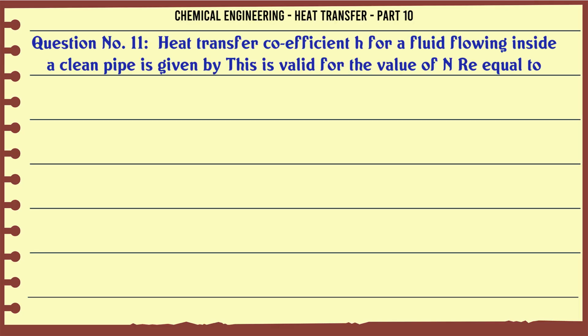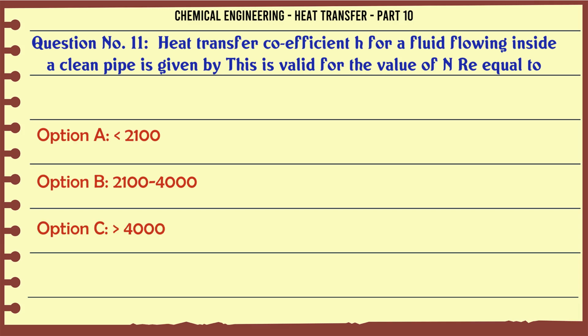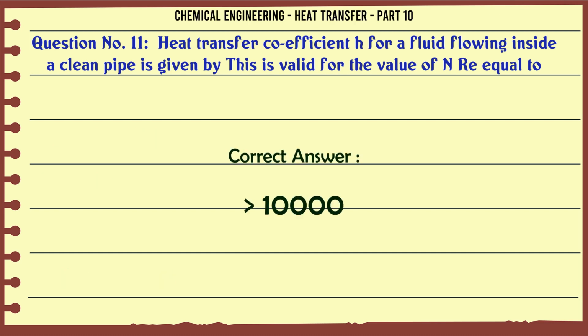Heat transfer coefficient h for a fluid flowing inside a clean pipe is given by this equation, valid for the value of Reynolds number equal to A. 2100, B. 2100 to 4000, C. 4000, D. 10,000. The correct answer is 10,000.